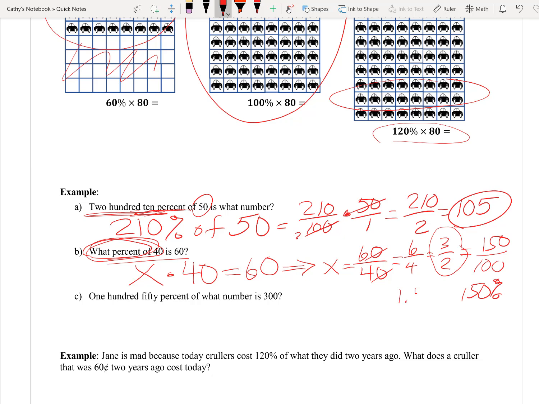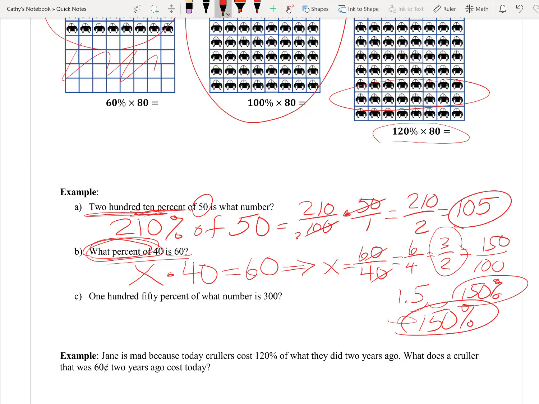Or you could change 3/2 to a decimal. 3 divided by 2 is 1.5, and then you just move that decimal 2 to the right to change it to a percent, 150%. So either way, you're going to get the same answer. You can change it to a decimal if you want to, or you can use it as a fraction. You should know how to write any fraction as a decimal, as a percent. You've been doing those little tables, so you should know how to do that. And you should expect this to be greater than 100%, because it's asking you what percent of 40 is 60. Well, 60 is bigger than 40, so it's going to be more than 100% of 40.